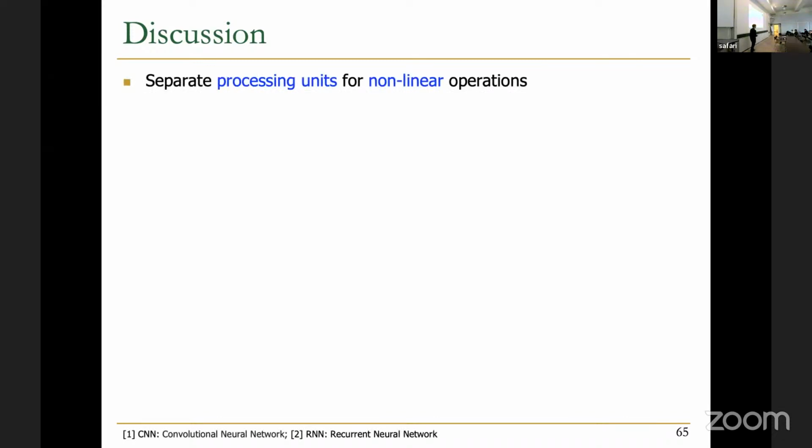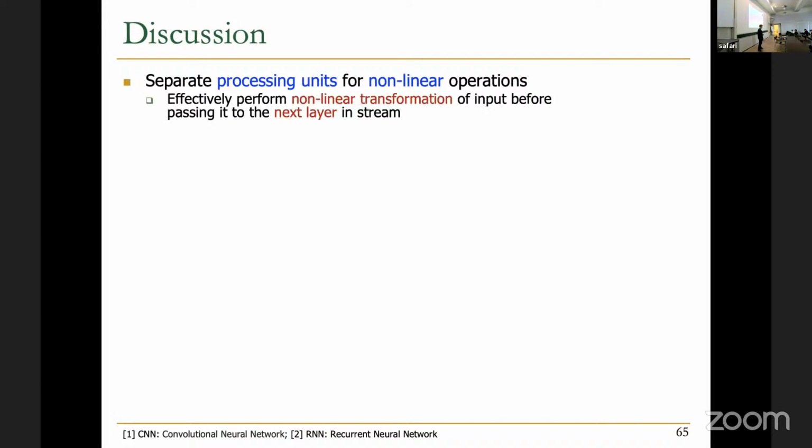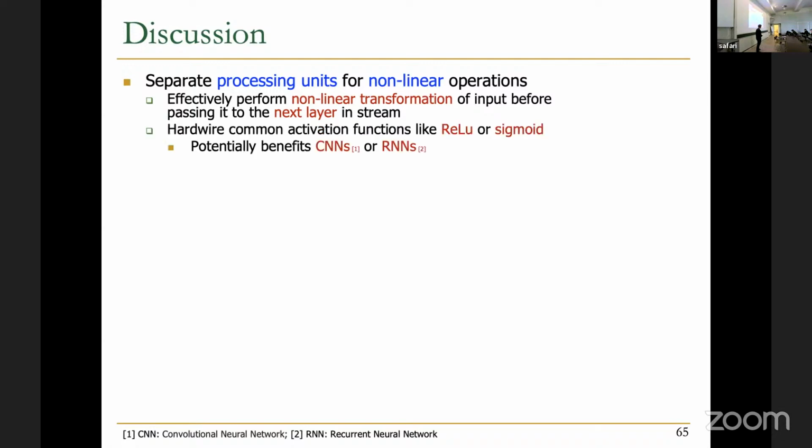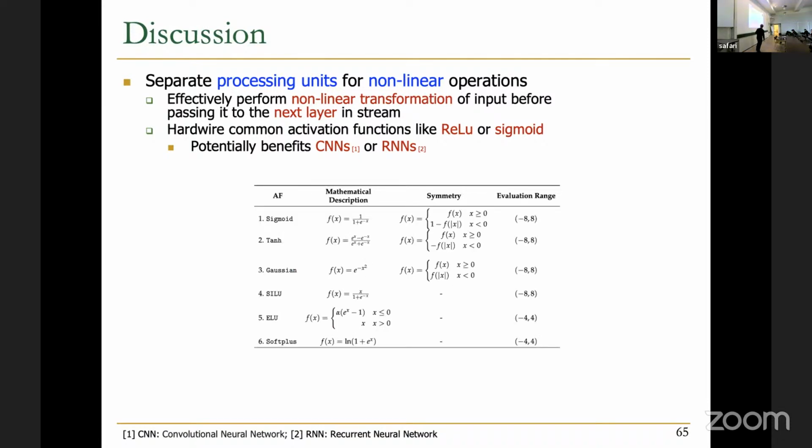As one idea, as before, could be to separate the processing units and have specialized stuff for the nonlinear operations, essentially just following the design principles of this functional slicing and have a special slice for everything. This could be used to effectively perform nonlinear transformations of input before passing it to the next layers in the stream. And we could even hardwire some common activation functions like ReLU or sigmoid. This could potentially benefit CNNs or RNNs. You can see here which activation functions are commonly used, and you can see that the evaluation range is quite small. So we could certainly do that.